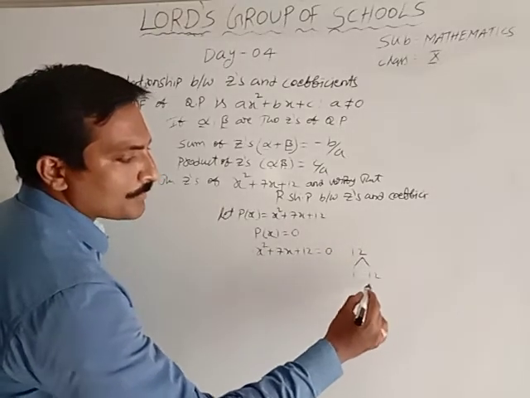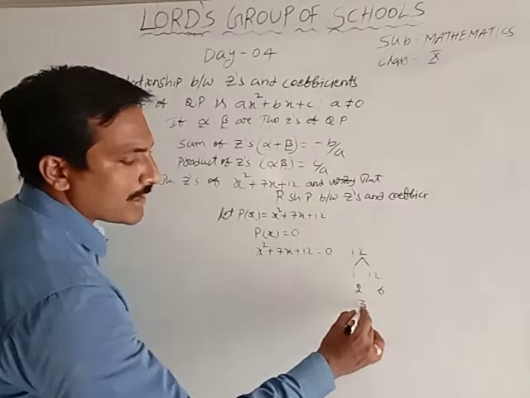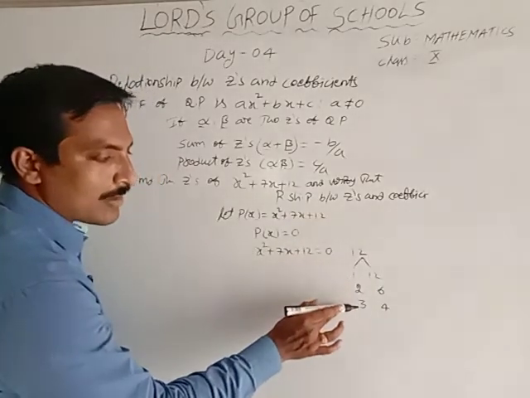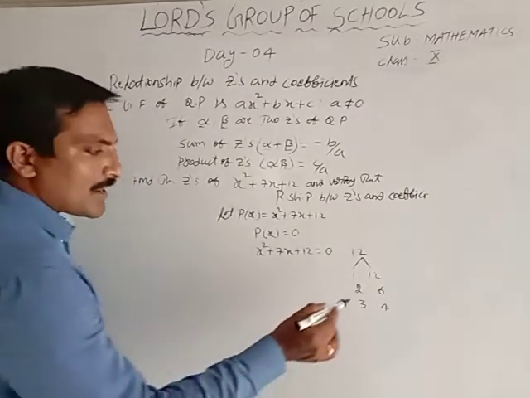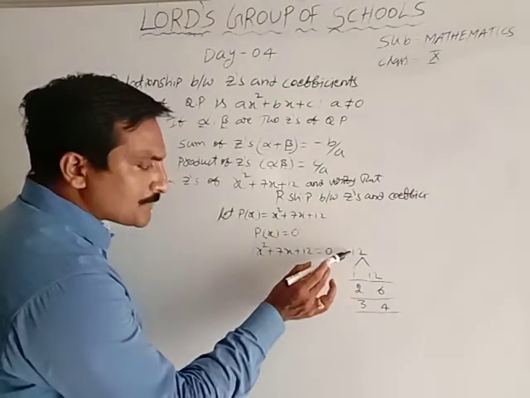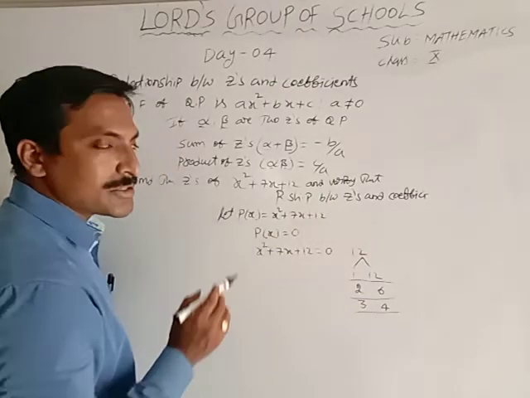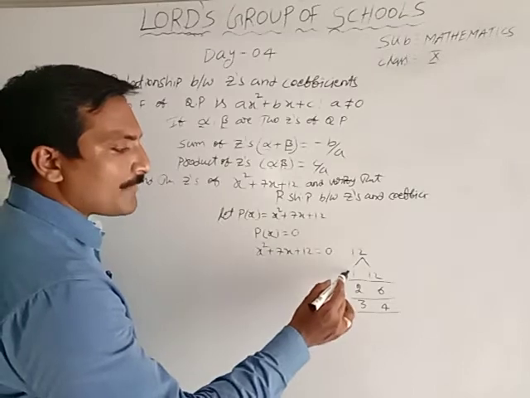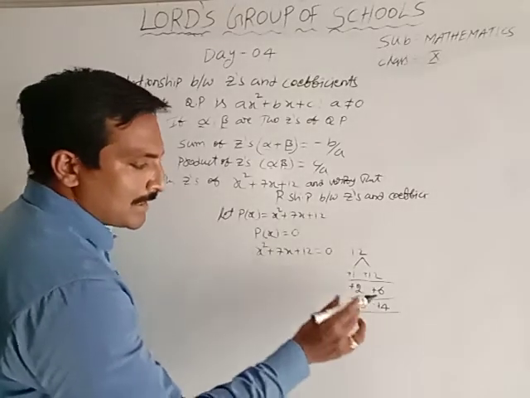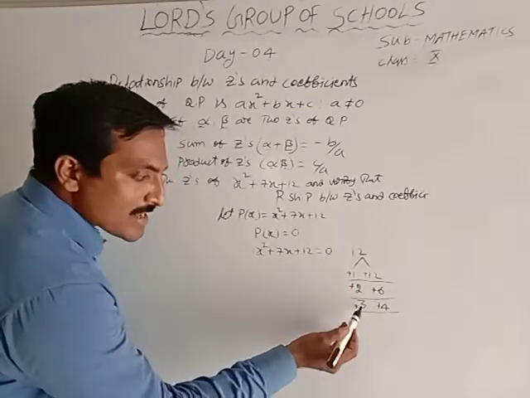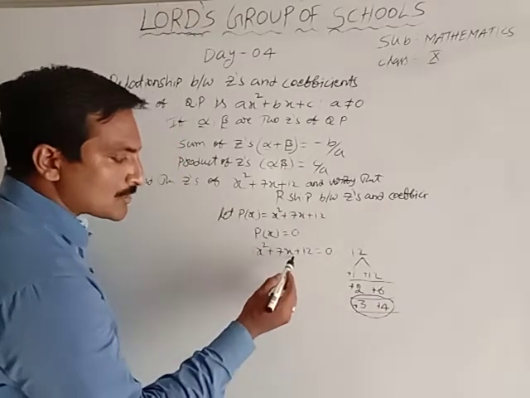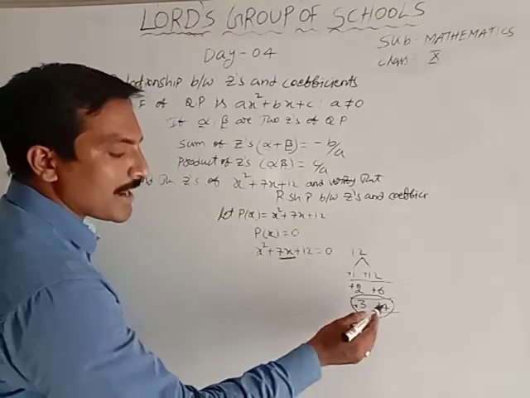1 into 12, 2 into 6, 3 into 4. You have to complete all the possible factor pairs, and then observe each and every pair. Here the product is positive and the middle term is positive, so in each pair of factors both have a positive sign. In these three pairs, which pair gives the middle term? 3 and 4 give 7. So the middle term is split as plus 3 and plus 4.